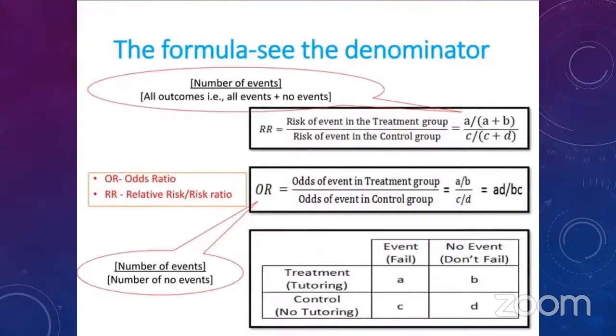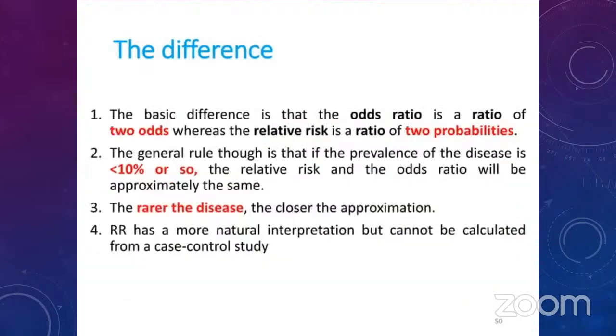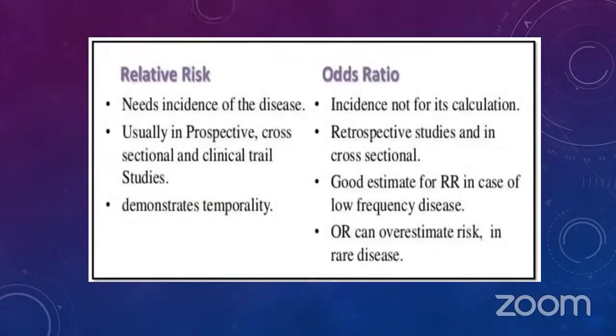So again, odds ratio and relative risk. Odds ratio is just the odds or the probability of an event happening, whereas relative risk is an actual risk. And as a general rule, if the prevalence of the disease is less than 10%, the relative risk and the odds ratio may be the same. That is, the rarer the disease, the more similar both might be. Again, like I said, relative risk is usually done in prospective studies.